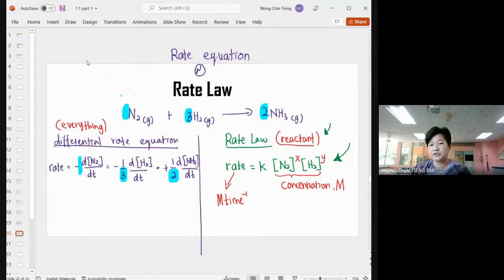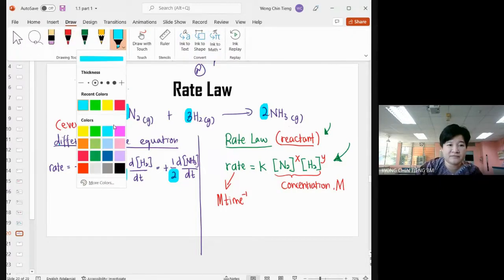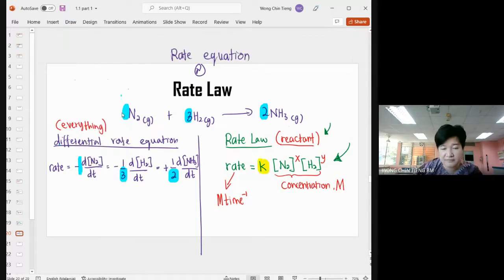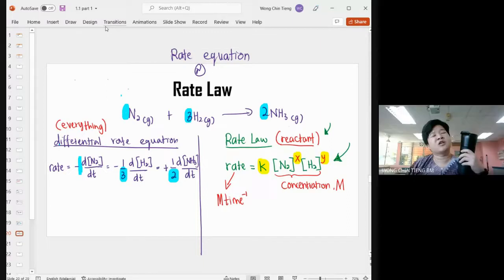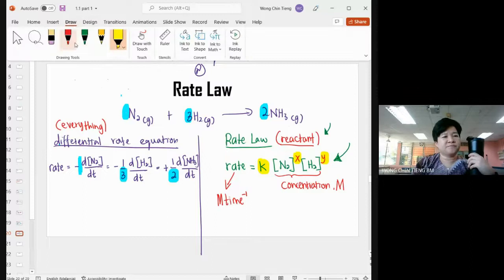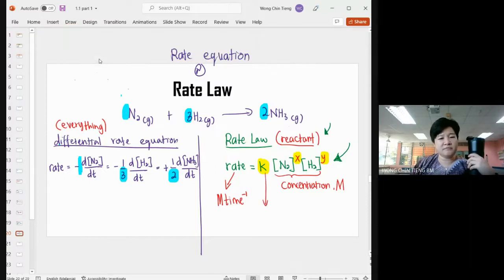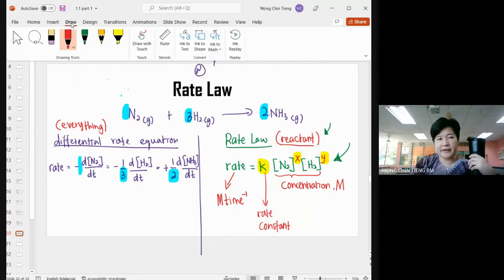So, nothing much. My question, a quick one. Apa itu K? Rate constant. Rate constant. Apa itu X, Y? Reaction order with respect to. Reaction order. Anybody want to try? Apa itu XY?